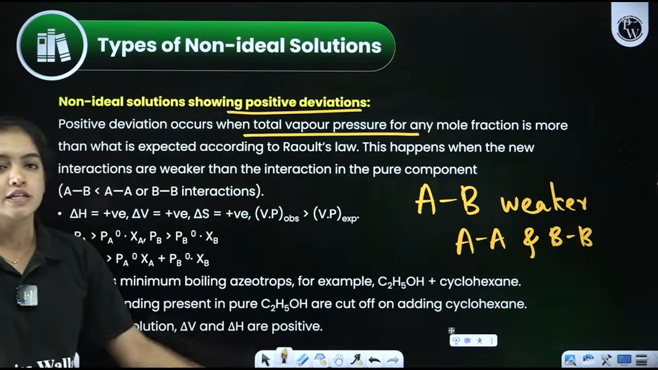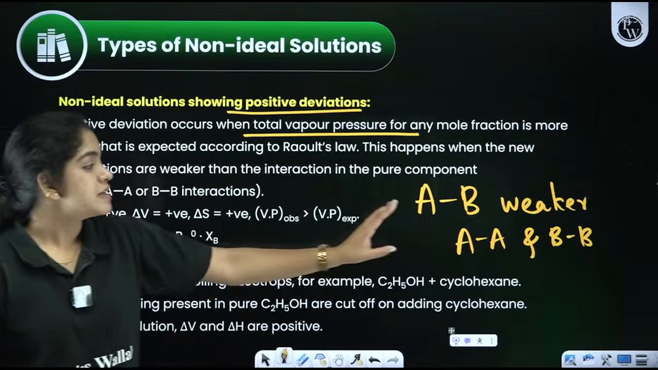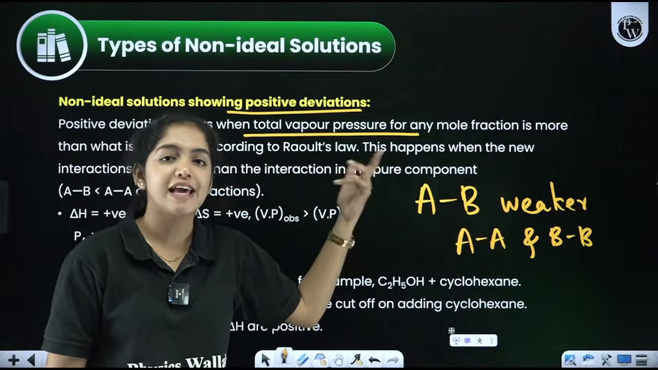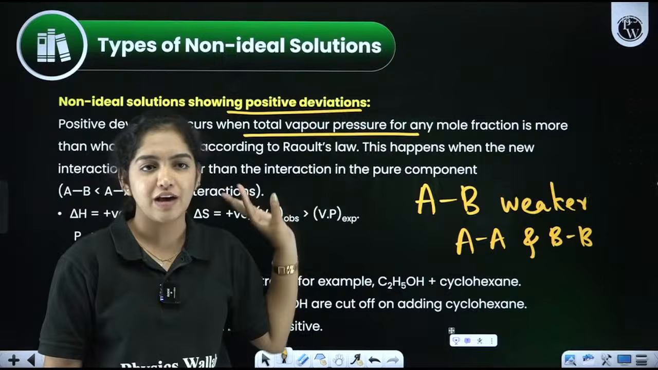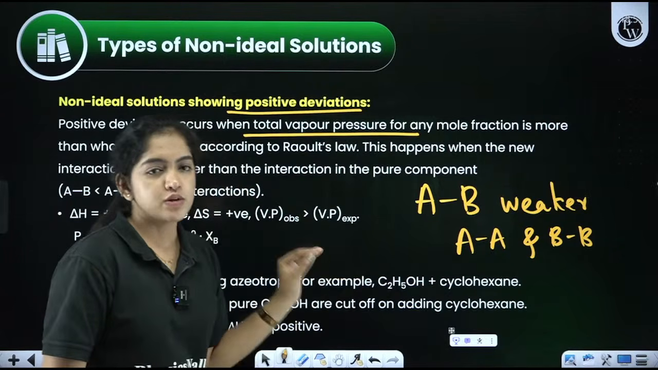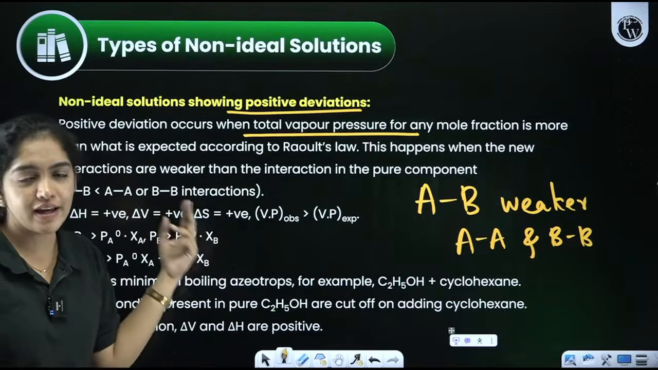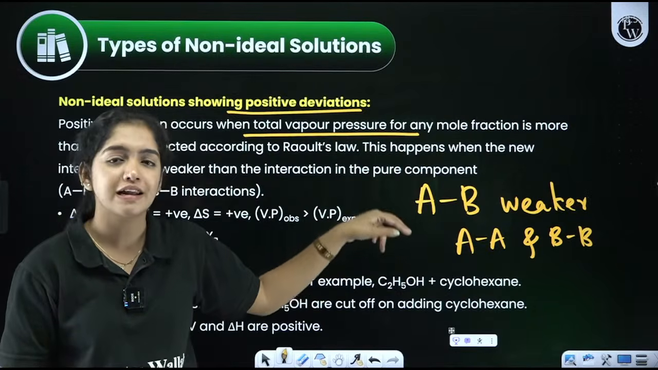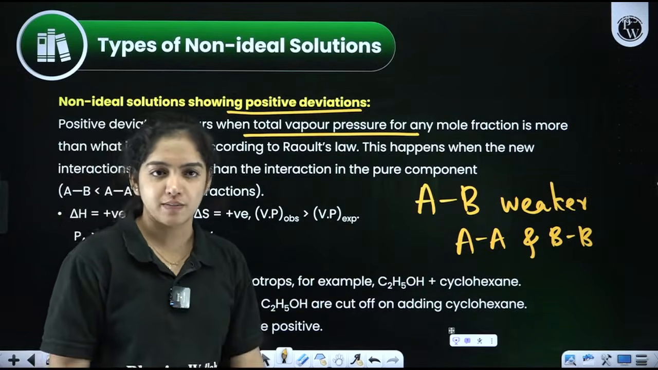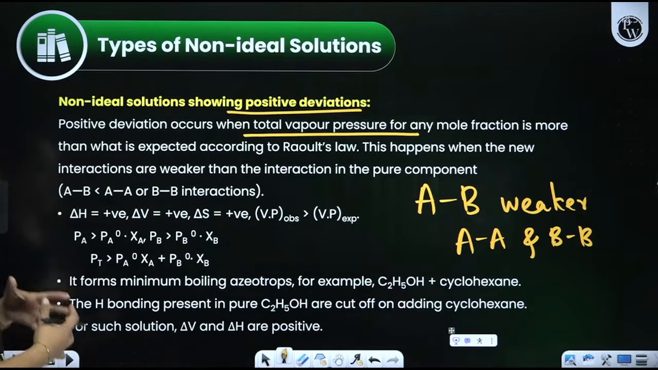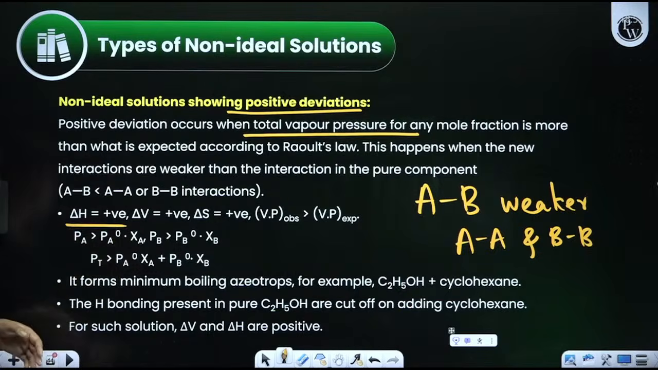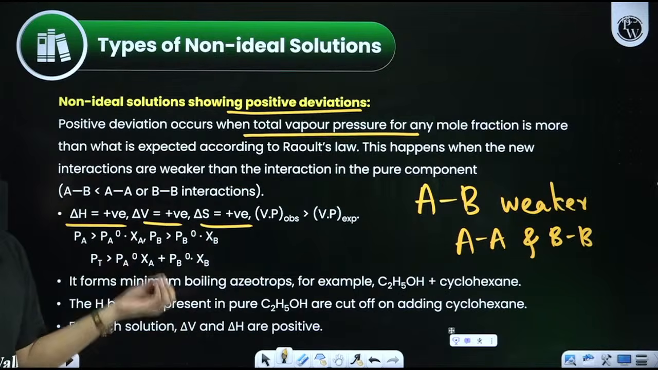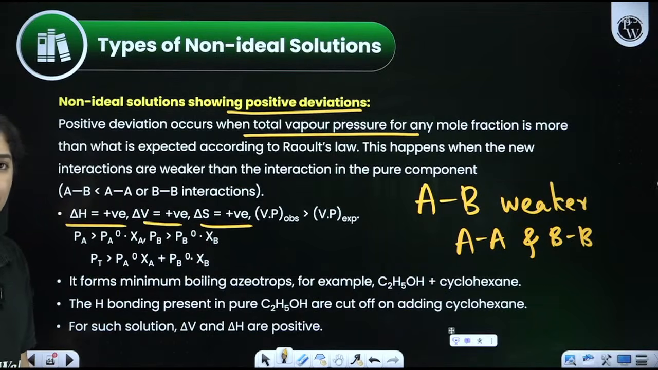Solute-solvent interactions are weaker than solute-solute and solvent-solvent interactions. In this case, the vapor pressure will be higher than the expected value. Higher means it will show the positive value. Okay, clear? Because the vapor pressure is higher than expected, and this happens when AB interaction, the solute-solvent interaction, is lesser than solute-solute and solvent-solvent interaction. Here delta H is positive, delta V is also positive, entropy also positive, everything will be positive. That's why it is known as positive deviation. Okay, got it?